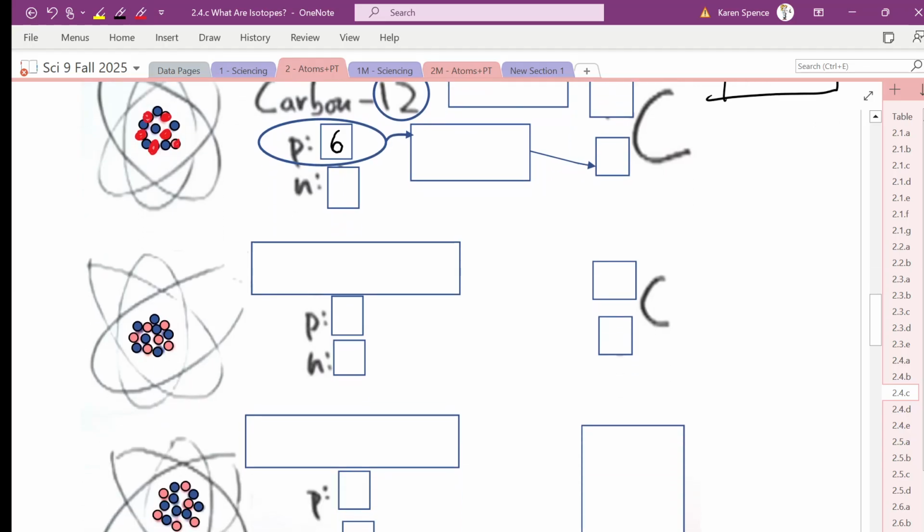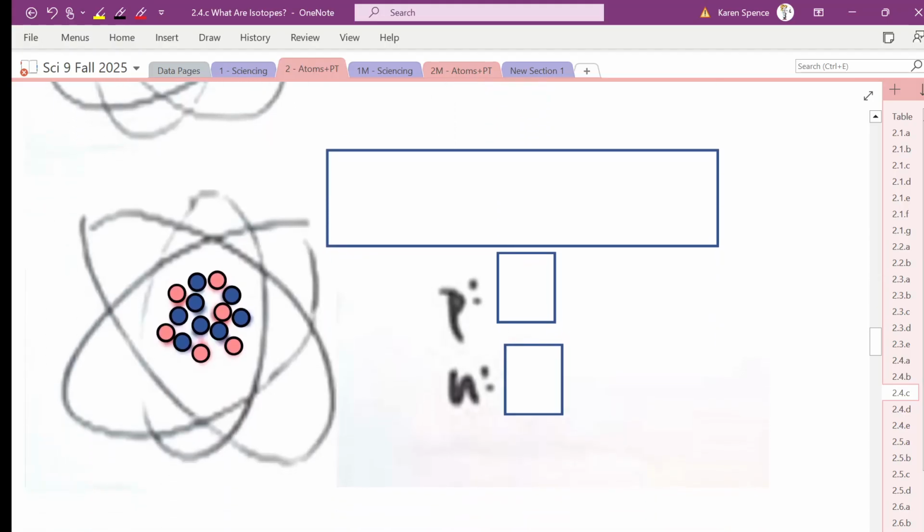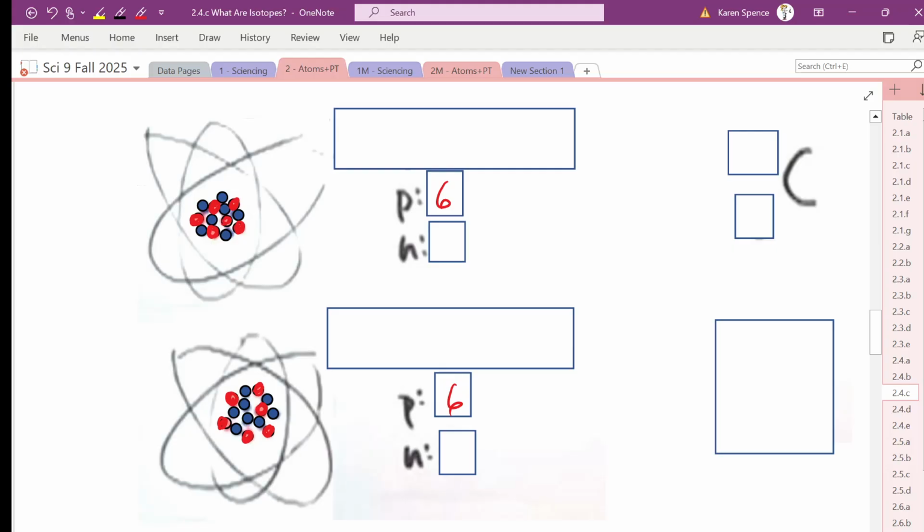Let's look at our next carbon atom. How many protons are in this carbon atom? 1, 2, count them up. 3, 4, 5, 6. And how about the next version of carbon? 1, 2, 3, 4, 5, 6. What do you notice that all the carbons have in common? 6 protons. Yes. They all have 6 protons.